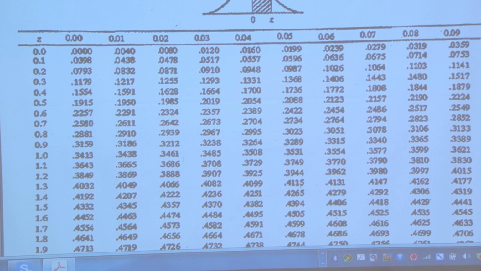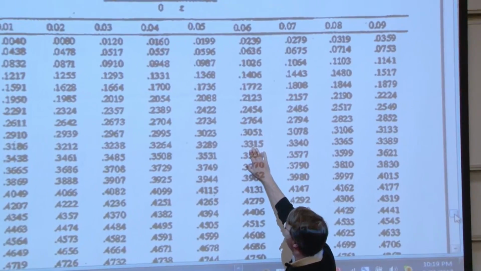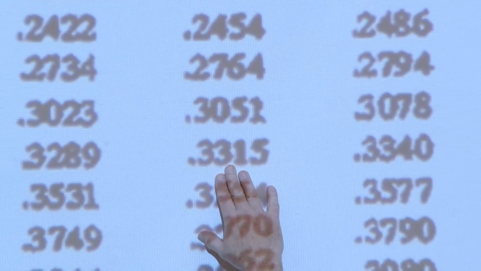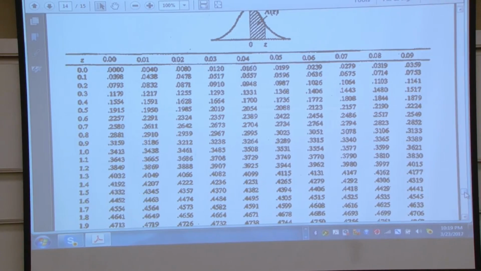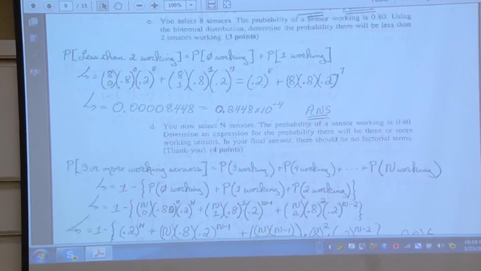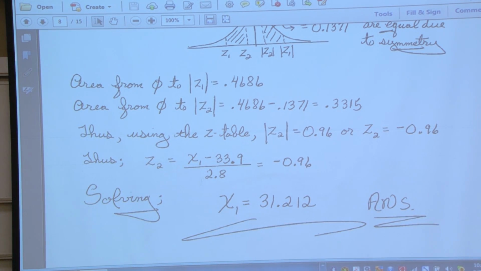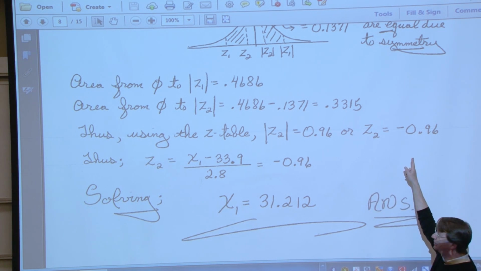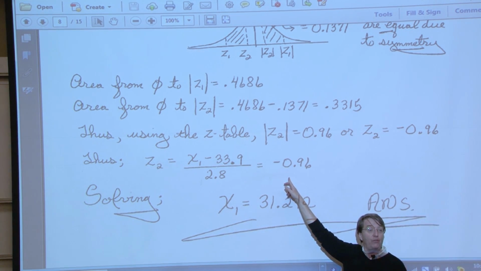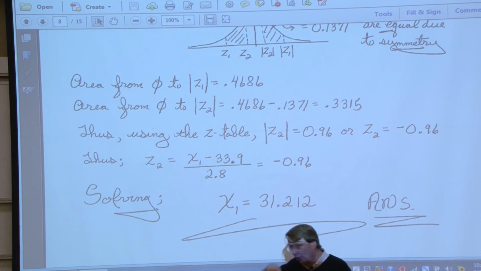We don't have to interpolate. 0.33. Oh, it's there. Oh, how nice. So I think this is, I'm not able to read this here, 0.96. Okay? So that's 0.96. I think we got it. I have to remember that what I found was the absolute value. So the real value of Z is minus 0.96. Plug that into the formula we had on the second or third line down. Solve for x1, and we did it. I thought this was hard.